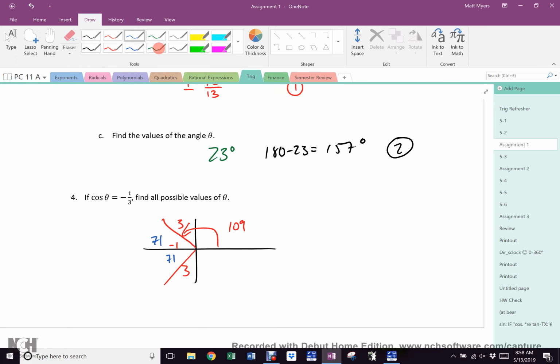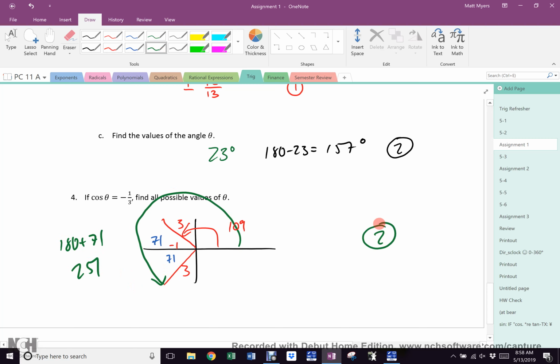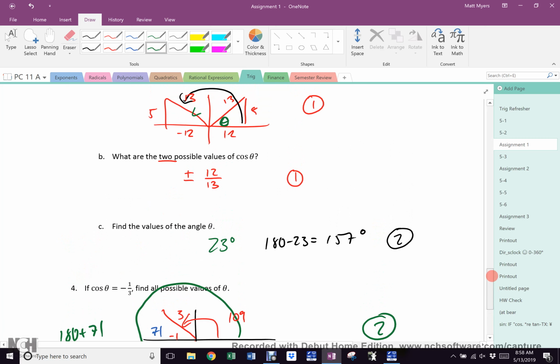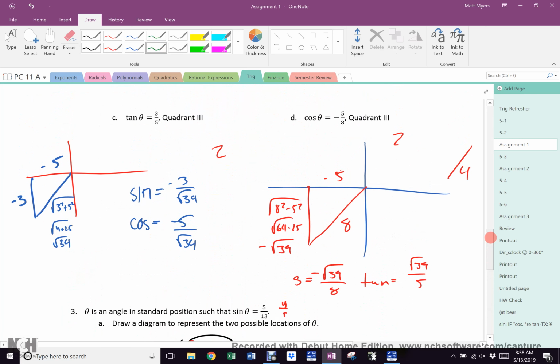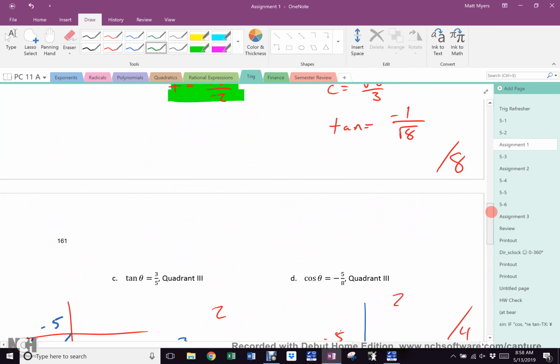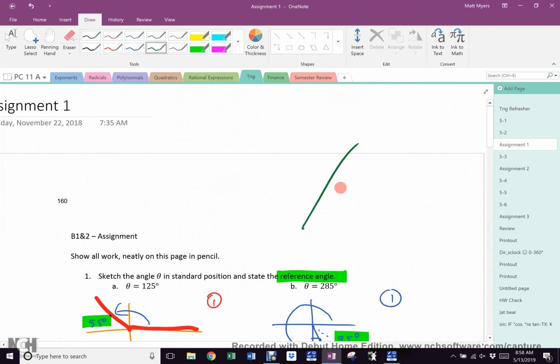71, which means what's this? 180 plus 71, which is 251. 2 marks there, making that page out of 2, 4, 6, and 4 is 10, and 8 is 18.